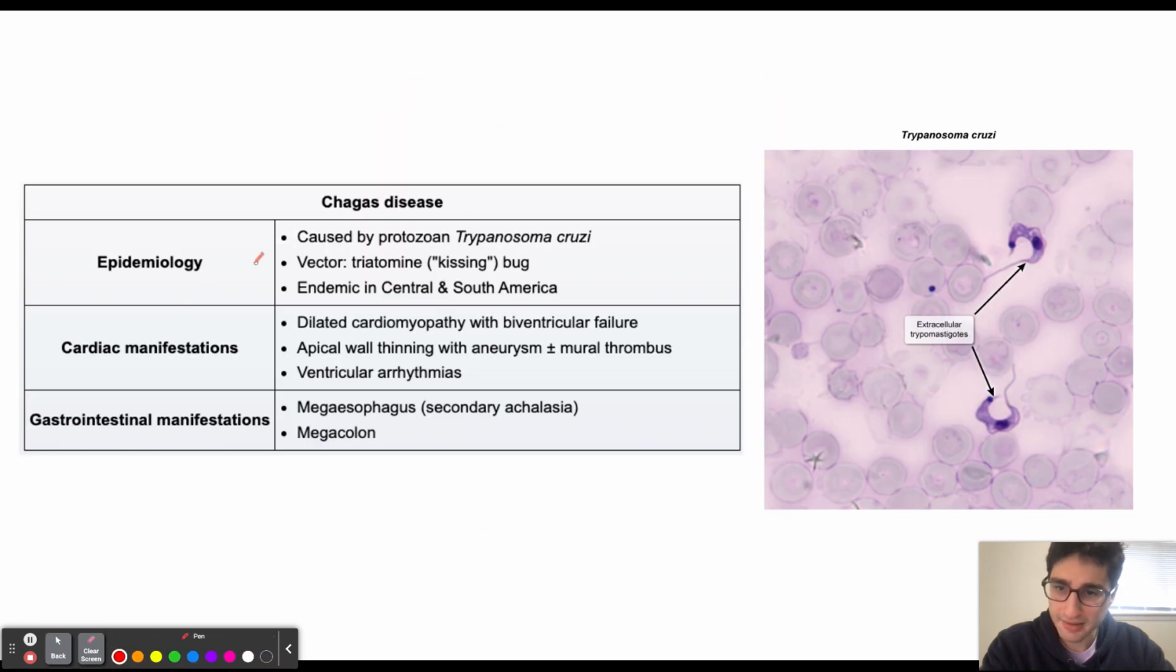So here's a summary slide. This parasite is found most commonly in Central and South America. It is caused by the protozoan Trypanosoma cruzi, and it can also have cardiac manifestations because this parasite can infiltrate the heart and damage the heart muscle, causing dilated cardiomyopathy. And we talked about some of the GI manifestations like megacolon and megaesophagus secondary to the achalasia. And on histology, we're going to see dark nuclei, as you can see from this picture.